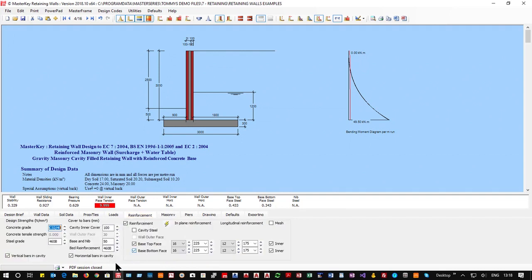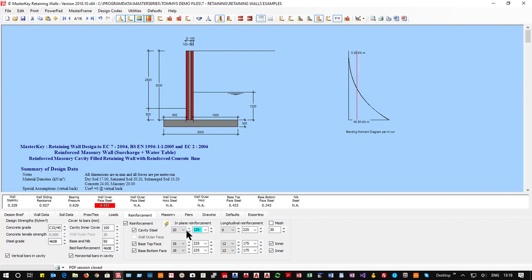If I go to my reinforcement and I ask for cavity steel, so it's recognized that because it's reinforced masonry with a cavity, that it's cavity steel. So I'm going to pop in 12s. It's not going to work. And what do we need to do?